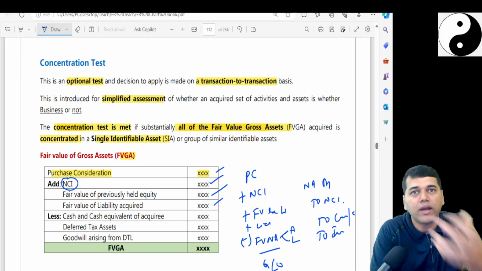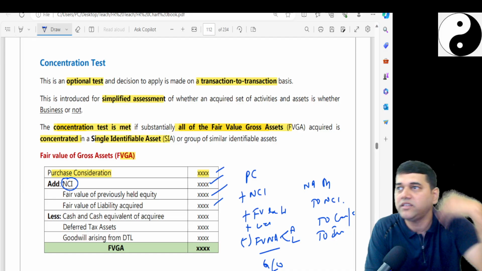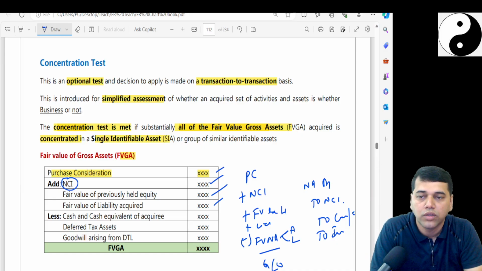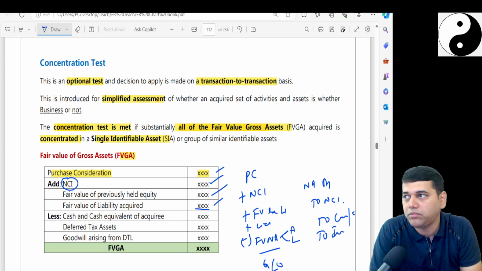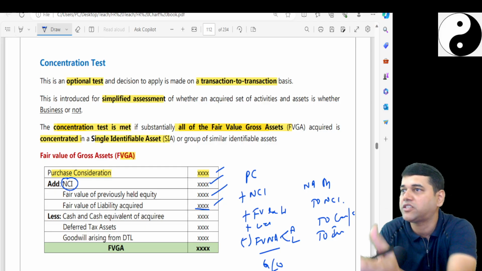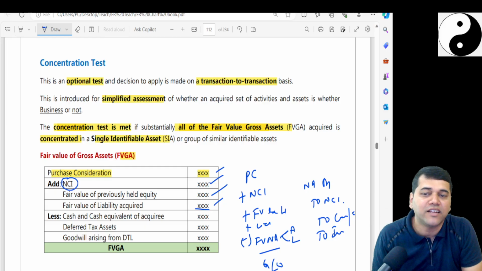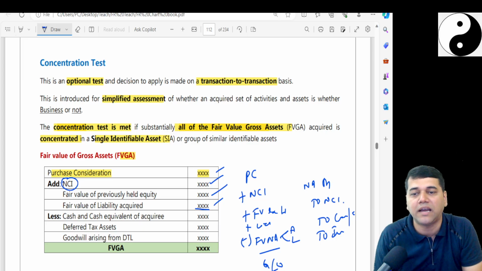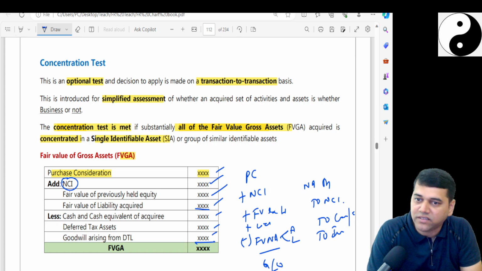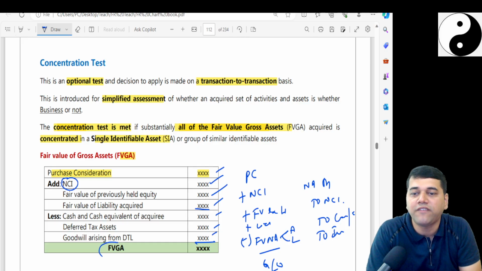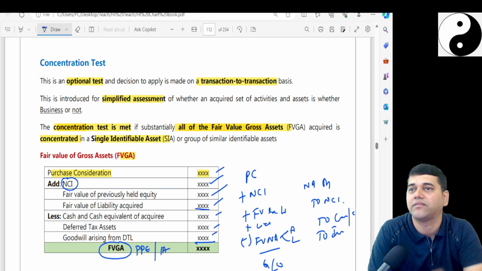That means liability acquired plus the purchase consideration given to you, minus cash and cash equivalent I will remove, because it makes no sense. I will pay cash, I'll take your cash. Deferred tax and goodwill arising from deferred tax liabilities, I will just ignore it, because these are all fictitious things. If I take this, I get the fair value of the gross assets acquired, which includes your PP and intangible assets.